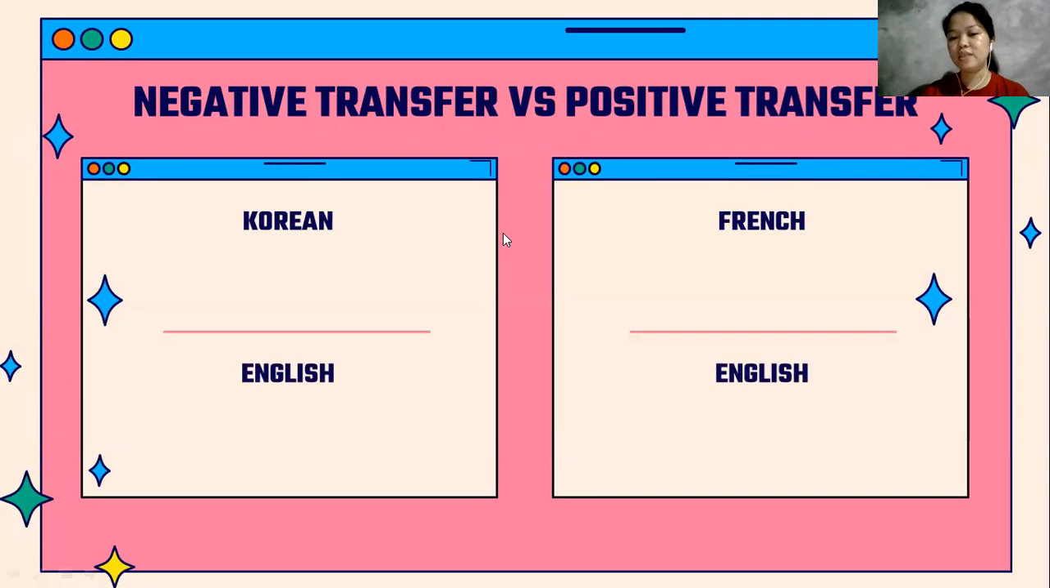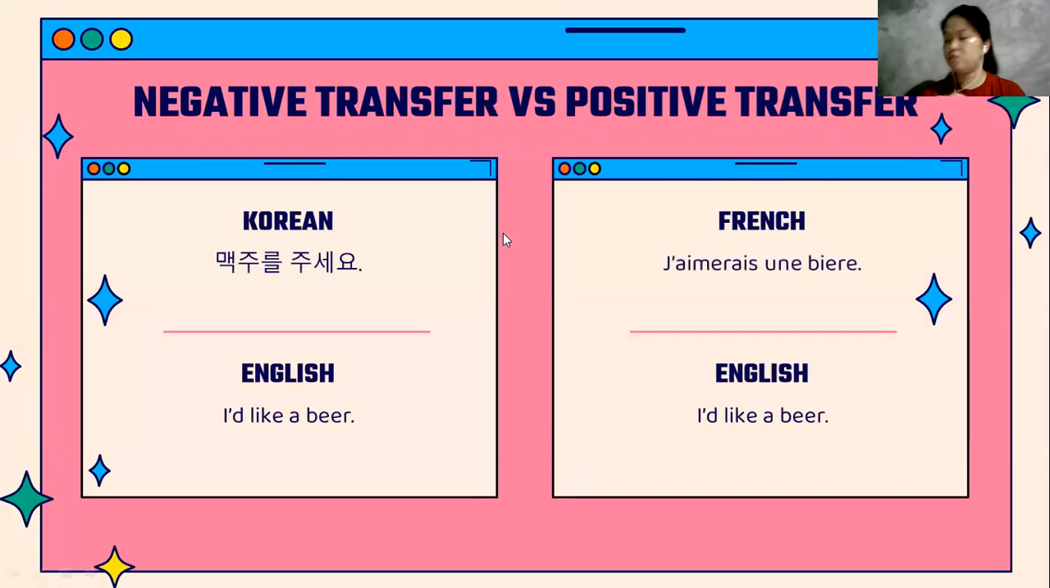Now, the sample sentence is "I would like a beer." I'd like a beer. In Korean, "I'd like a beer" is translated as 맥주를 주세요. And then in French, excuse me for this pronunciation, I'm not an expert in French, "j'aimerais une bière." Now, Korean to English or English to Korean is considered a negative transfer, and French to English and English to French is considered a positive transfer. Why is that? It's because of the differences in the sentence structure.